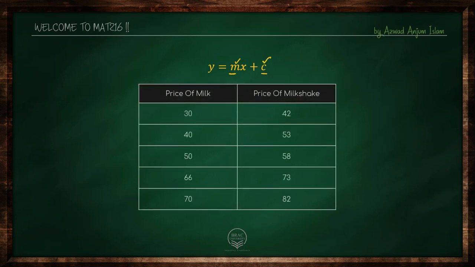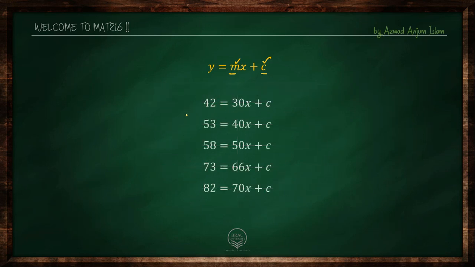So this is my data. I can just write it as an equation, which is 42 is equal to 30... Oh man, I made a mistake. This should be m. All of this should be m, because my variable is m, not x.